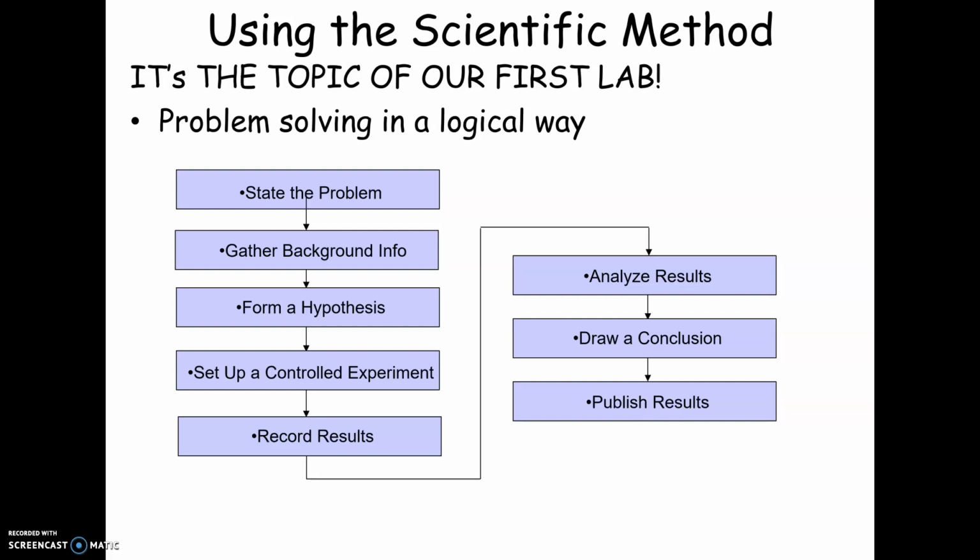So we start with a problem, we gather background information so we know our problem well. We then form a hypothesis, an educated guess about what we think might be a solution. We set up our experiment. We want to do what's called a controlled experiment. We record our results from our experiment, and then we analyze those results, oftentimes with things like tables and graphs. We draw a conclusion, and then we may publish those results for other scientists so that we can further our research. All right, so we're going to go into the specific details of the scientific method now.